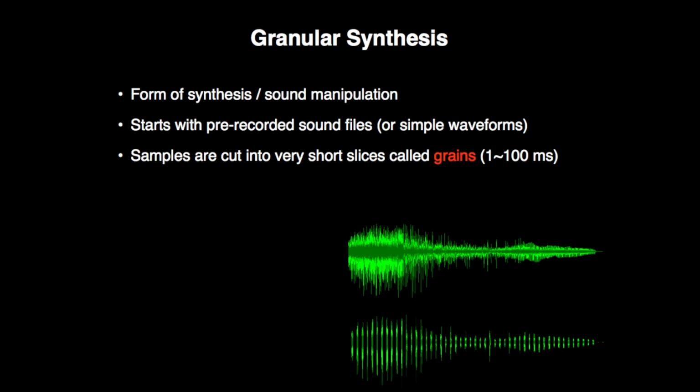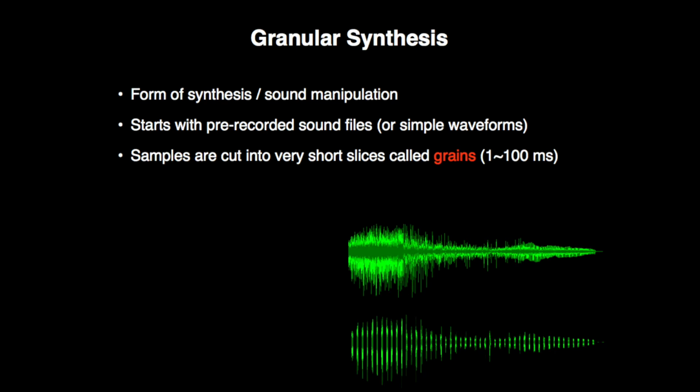Granular synthesis blurs the distinction between a kind of synthesis where we're building sounds from scratch, and a kind of sound manipulation where we're taking a sound that already exists and modifying it in some way. And that's because in granular synthesis, we generally start with a pre-recorded sound file. Sometimes we'll work with simple waveforms, like starting with a sine wave, but most often people are taking a pre-recorded sound file and then manipulating it through granular synthesis.